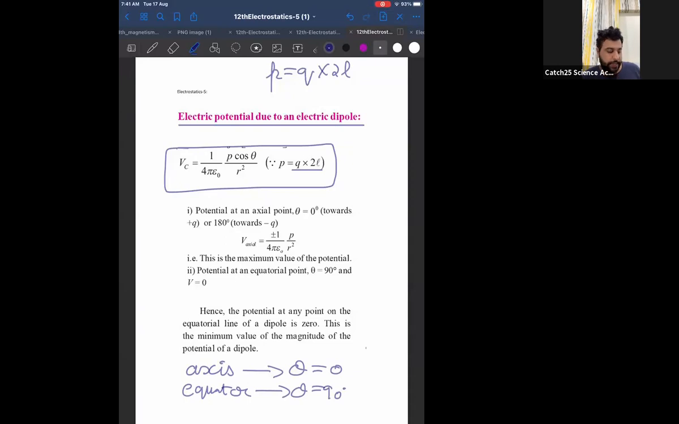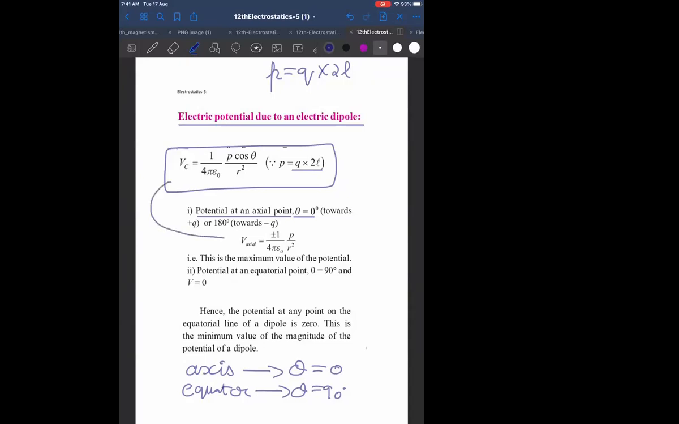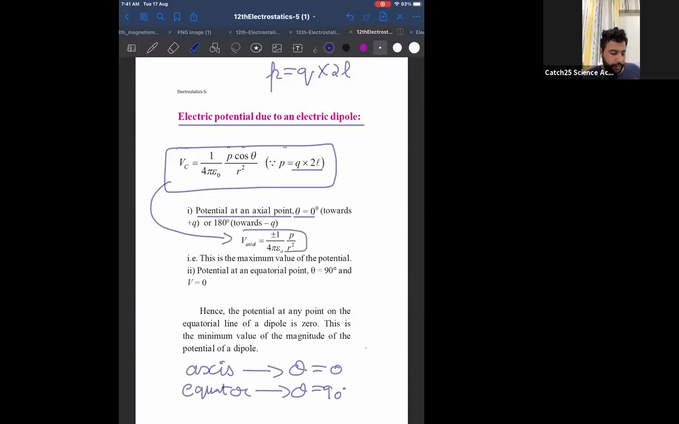Now, look at this. If I take potential at an axial point, means any point on the axis, I know that theta is equal to 0. If I put theta equal to 0, I will get cos 0, which is equal to 1. Therefore, my formula will become 1 by 4 pi epsilon naught into just P by R square. And this is the maximum value of potential because any formula without trigonometric term becomes maximum.